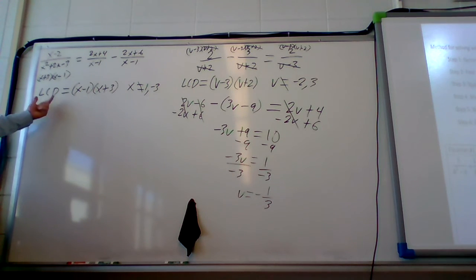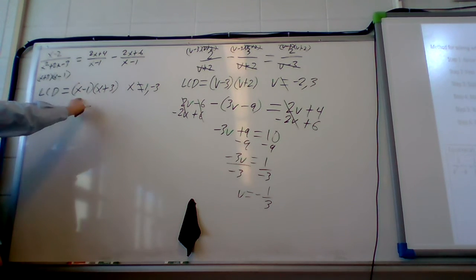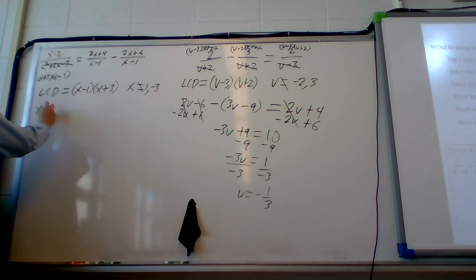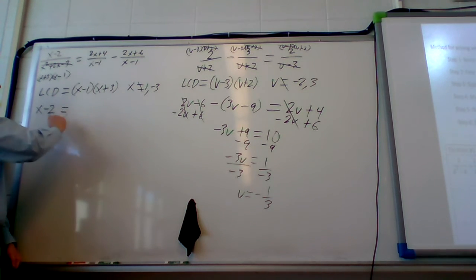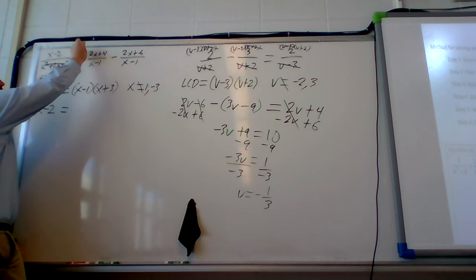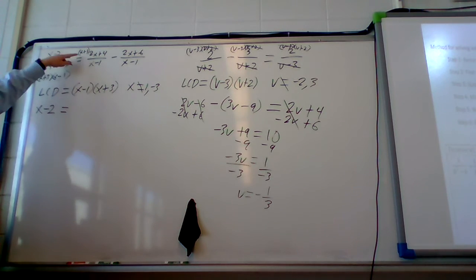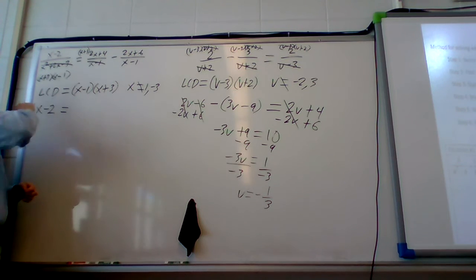So the next thing, again, we're going to multiply everything by that LCD. This first term, of course, when we multiply by it, it's going to completely cancel out. It's just going to leave us with that x minus 2. Our second term, when we multiply by it, the x minus 1s will cancel, so I'm really just going to multiply this second one by the x plus 3. So then that means we're going to have to FOIL.